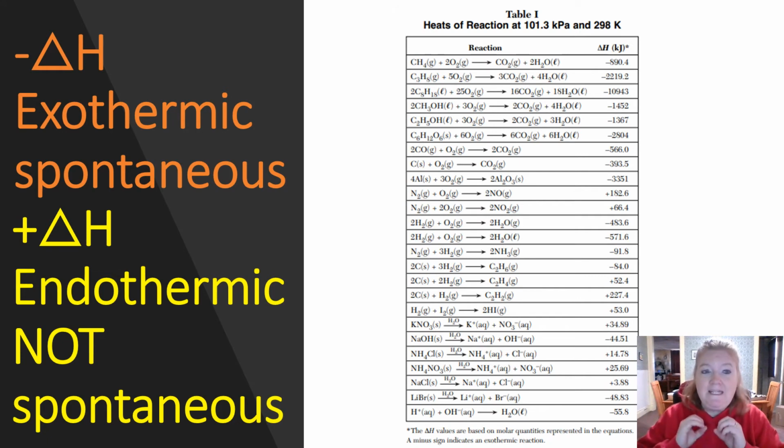Okay, so remember, a negative delta H means it's exothermic and it is spontaneous. A positive delta H is endothermic and it is not spontaneous.